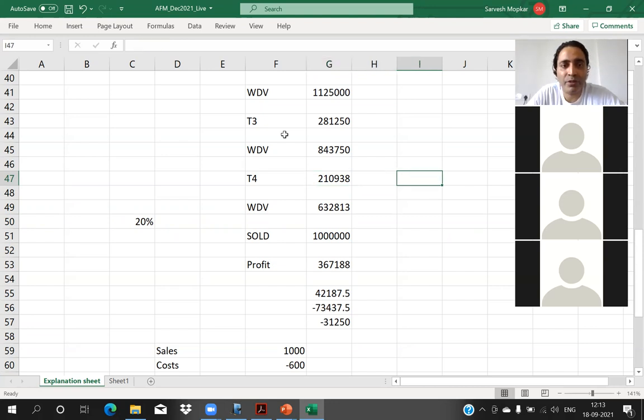क्यों नहीं लेते हैं वो आप समझो. ओके हम fourth year मतलब T3 तक आया था, ये WDB था 843,750, फोर्थ ईयर में नहीं लेते हैं डेप्रिसिएशन. तो चलो चलेगा वैसा करके देखते हैं. So the WDB is 843,750, and as we know, don't charge depreciation for the fourth year and complete the question. ये डेप्रिसिएशन मत लो, ये WDB नहीं आएगा. डायरेक्टली सेल बताओ, सेल कितना है, 1 million.